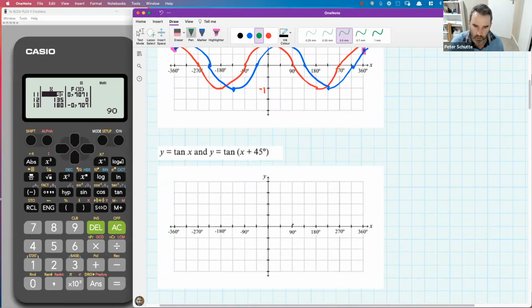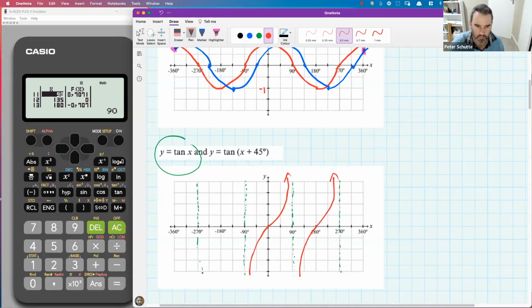So the normal tan graph has asymptotes at 90 and minus 90. And because the period of the tan graph is 180, we're going to have asymptotes over here. I'm just drawing this from memory without my calculator. And we know that the shape is going to look like that. Notice how I'm kind of drawing it in two halves.